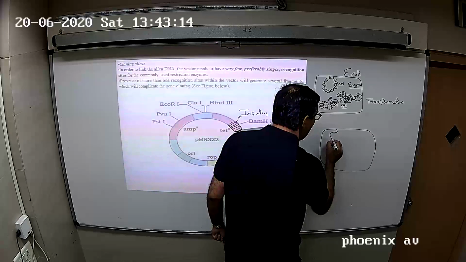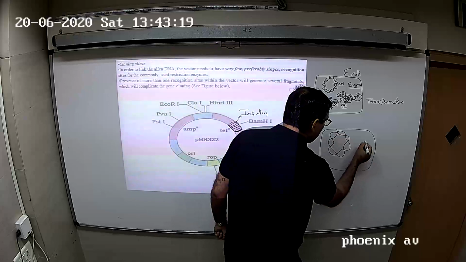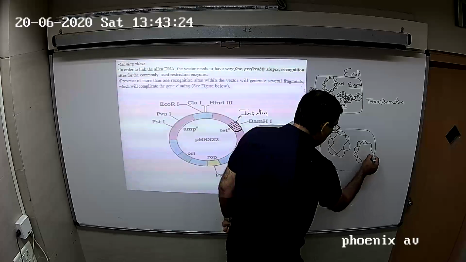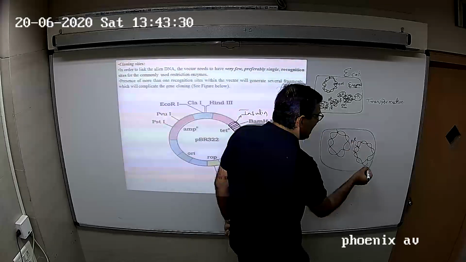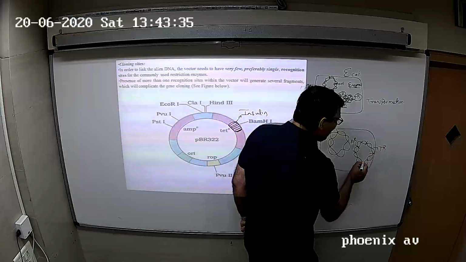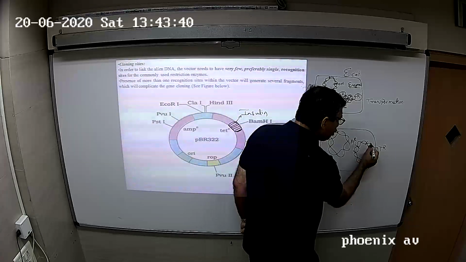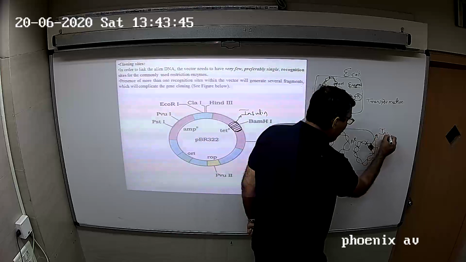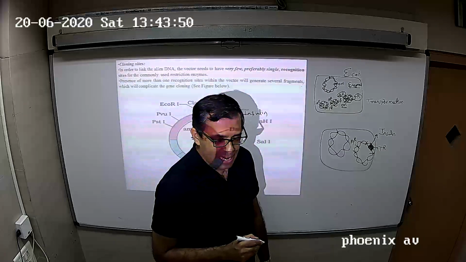So this is bacterial DNA, and this is plasmid PBR 322. This is ampicillin resistance gene. This was tetracycline resistance gene, but in the tetracycline resistance gene, we have put the gene for insulin. So this is gene for insulin, means the plasmid has undergone recombination.